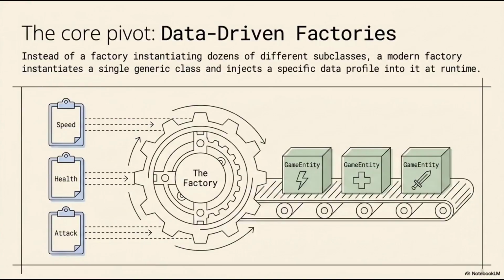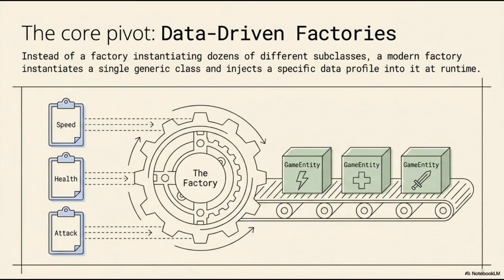Traditionally, a factory might instantiate numerous distinct subclasses to create different object types. However, as illustrated here, a modern factory operates differently. It instantiates a single generic class, such as our game entity, and then dynamically injects a specific data profile into it at runtime. On the left, we see various data profiles like speed, health, and attack, feeding into the factory.